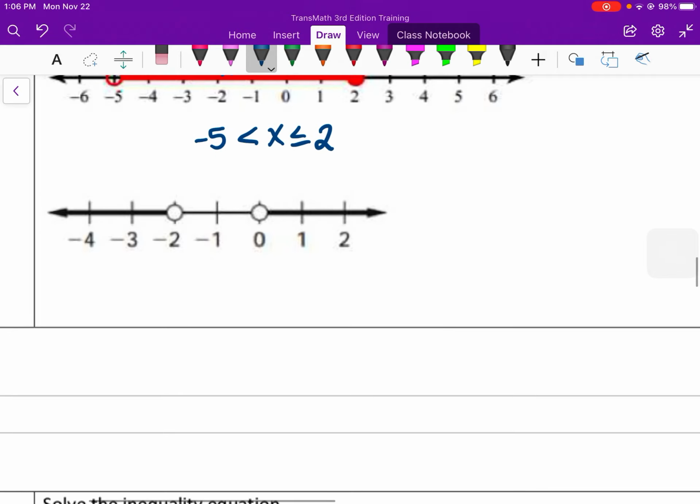This is an or inequality, so we're going to write this one separately with the word or in the middle. On the left side here, all my x's are less than -2, or my x's are greater than 0.